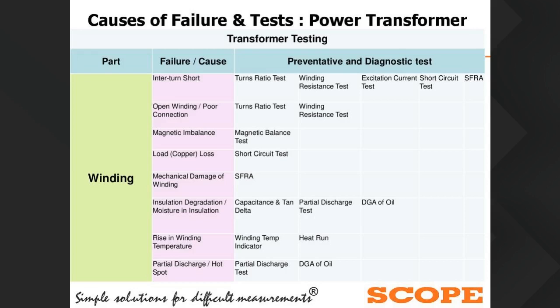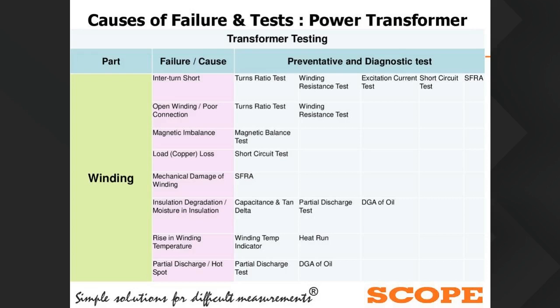So here you can see the parts that I have. The first part is the winding. The reasons for failure of the winding are interturn short, open winding or poor connection, magnetic imbalance, increasing copper loss, that is heating of the winding, then mechanical damages to the winding during transportation or shipment, then insulation degradation, moisture content introduced in the insulation, rise in winding temperature, partial discharge or hotspot. So these are the main reasons behind the failure of the winding.